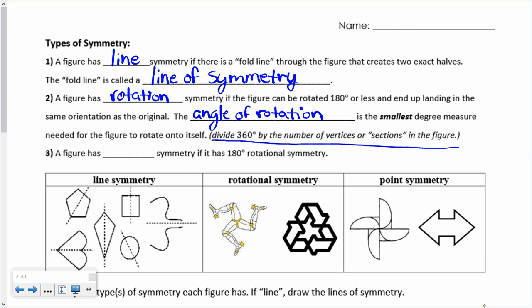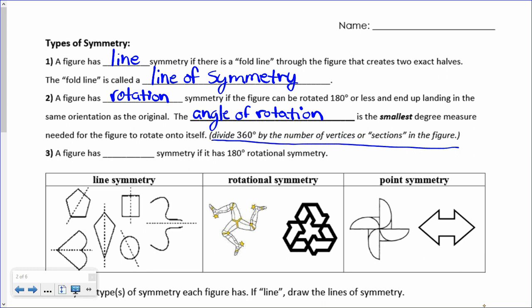If I ask you for the angle of rotation and you can't physically turn it yourself, the best way to find that is to take 360, which is a full circle, and divide that by the number of sections for your picture. So think about a star. How many points or sections does a star have? 5. So then to find how many degrees you would turn it to have it land on top of itself, you would take 360 and divide it by 5. And that would be the measure that you would turn the star to get it to land on top of itself. It would be exactly the same. Okay? So that's your rotation symmetry.